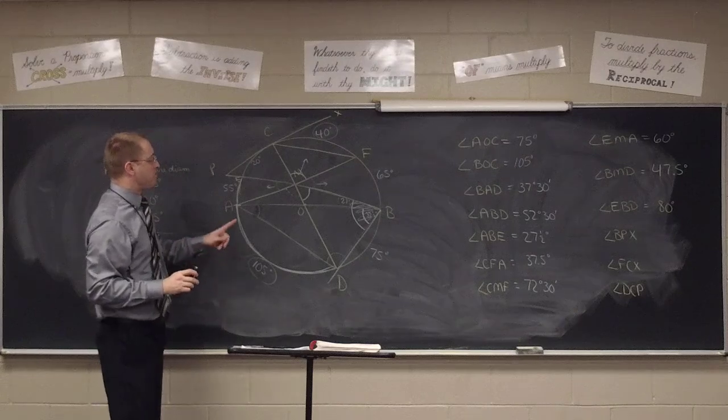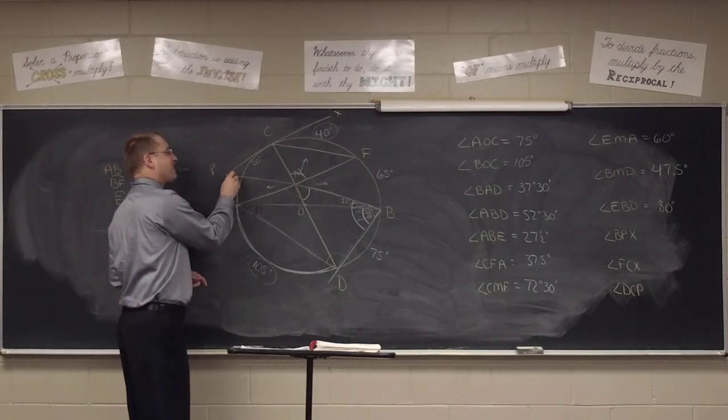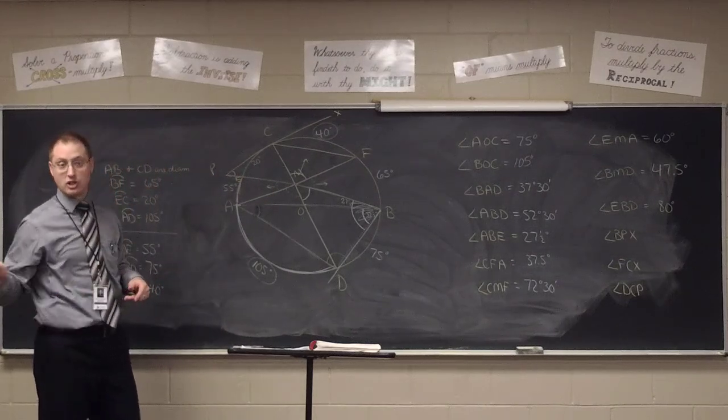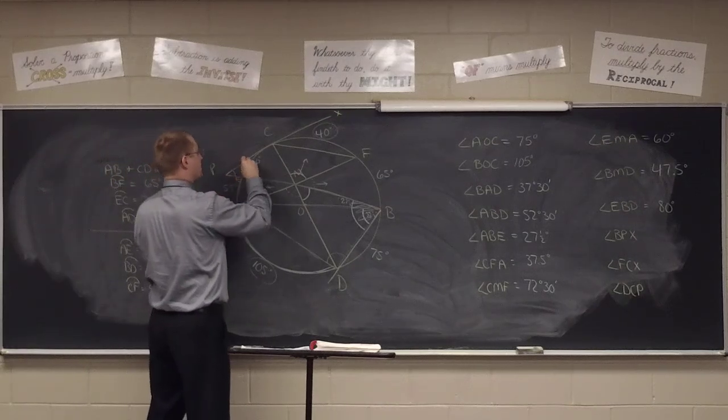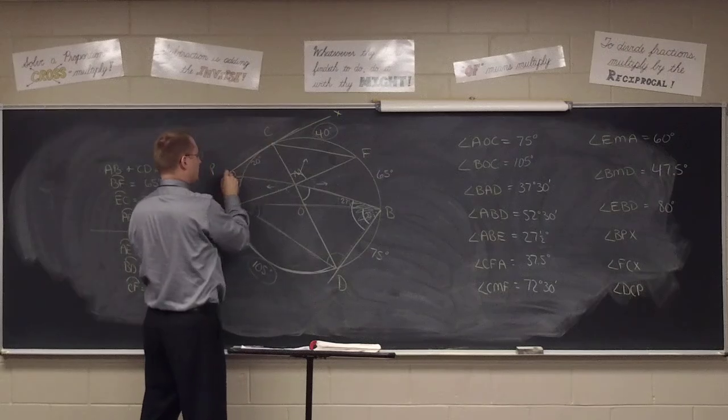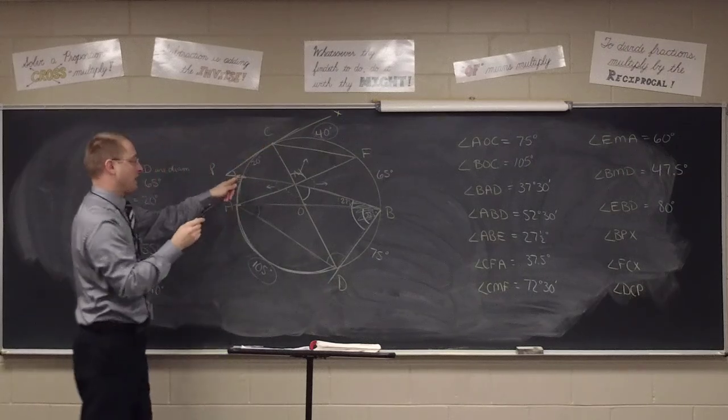All right? BPX is outside the circle. Secant and tangent, half the difference. Half the difference. Now, the first arc that these lines cut off is right here, 20 degrees.